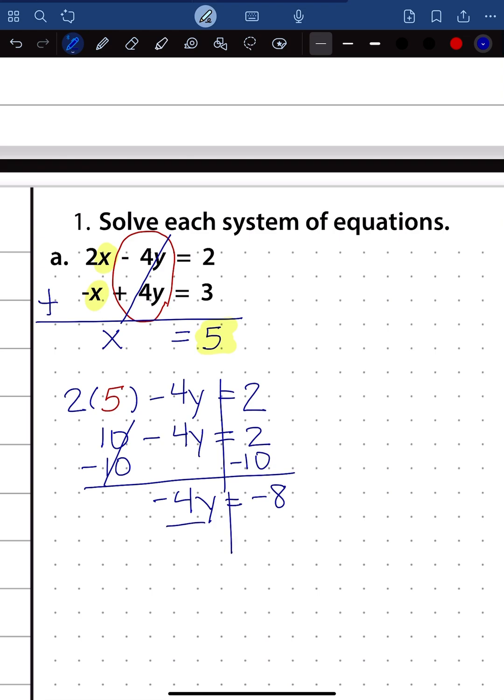To solve for y, we divide by our coefficient negative 4. A negative divided by a negative is positive. So here's my other half of the answer. The solution to this system of equations as an ordered pair is 5, 2.